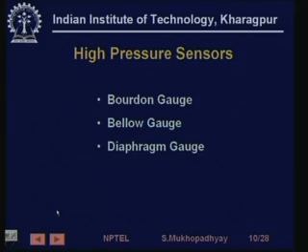So these are the three gauges that we use to measure lower pressures. Now we'll move on to other measurement schemes which sense higher pressures, of the order of thousands of psi. Of course, the diaphragm gauge can measure pressure at lower values also.